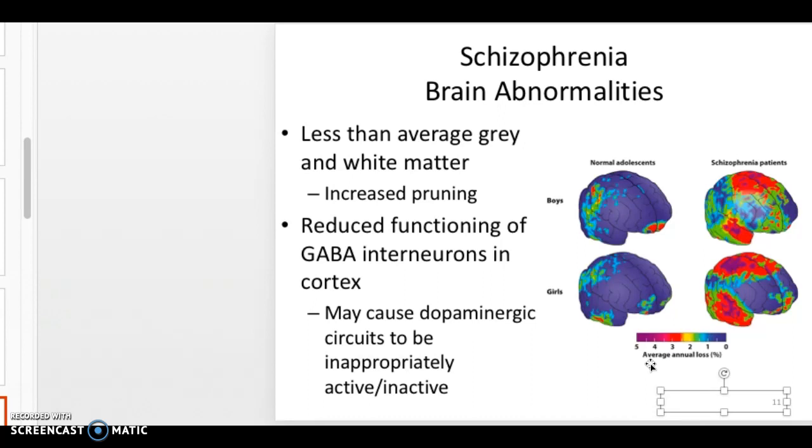It doesn't seem to stop for people who have schizophrenia. So all of these deficits start to show up. What you also see is reduced functioning in the GABA interneurons, and remember GABA is an inhibitory regulatory neurotransmitter. What we think may be happening is that those dopaminergic neurons that are regulated by these interneurons aren't processing properly, so they become inappropriately active or inactive, which can lead to both positive symptoms and negative symptoms.